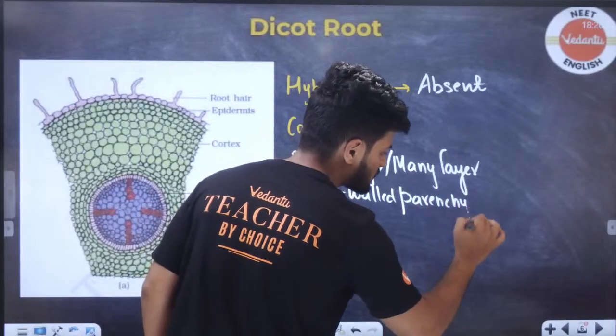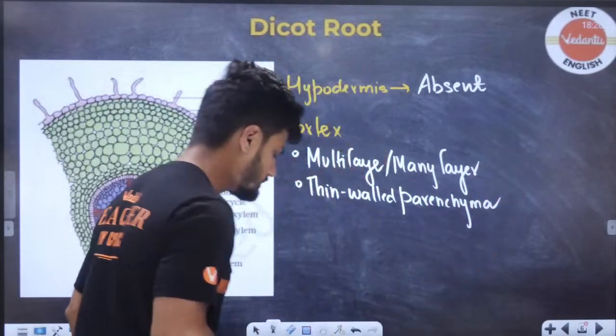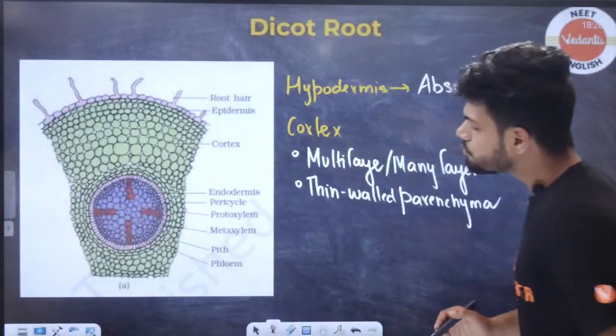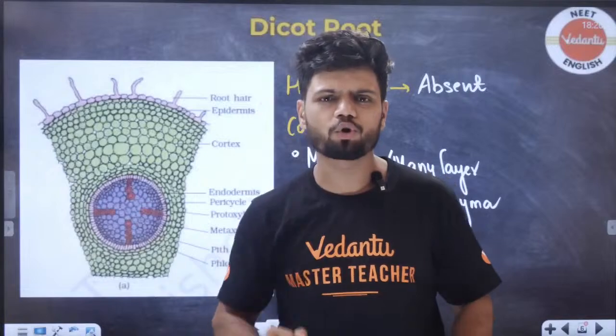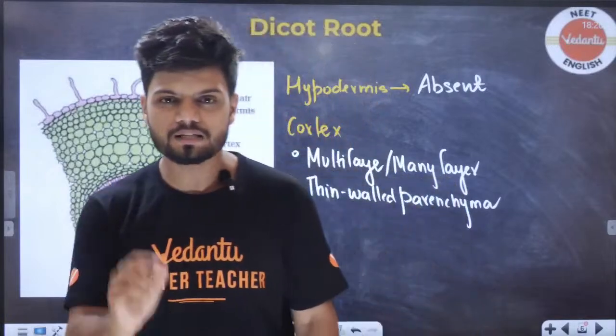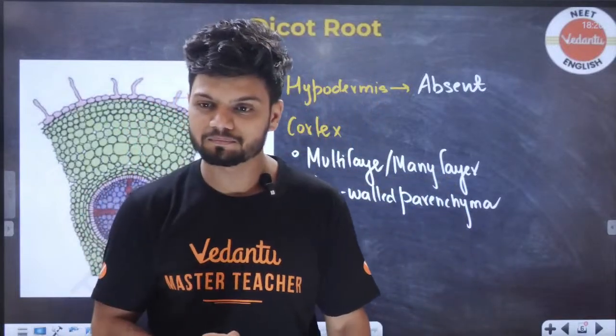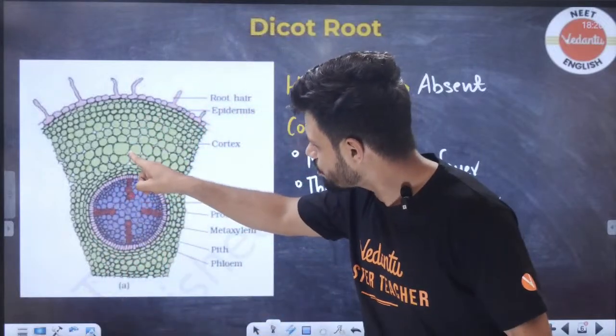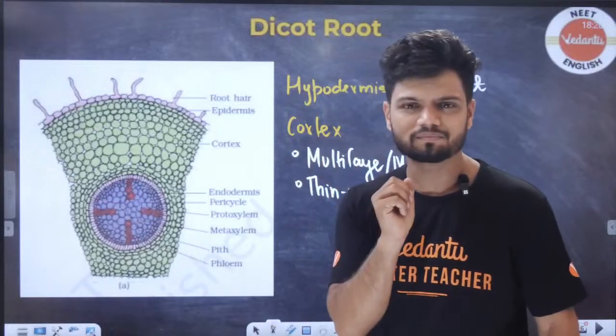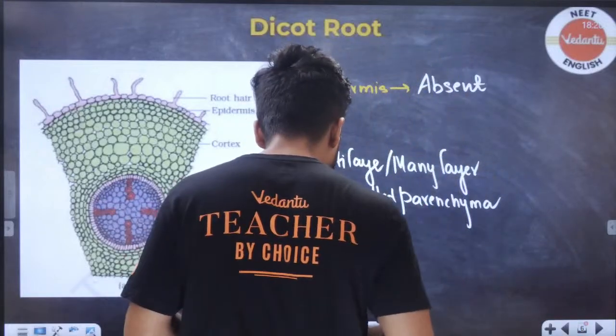Thin-walled parenchyma cells. Now, students, in this entire diagram, do you see small gaps or holes anywhere? Can you see? Somewhere it is present. Can I say somewhere it is present here?